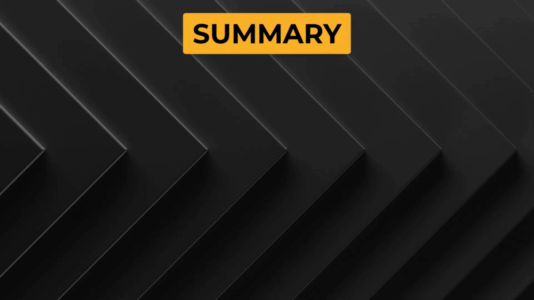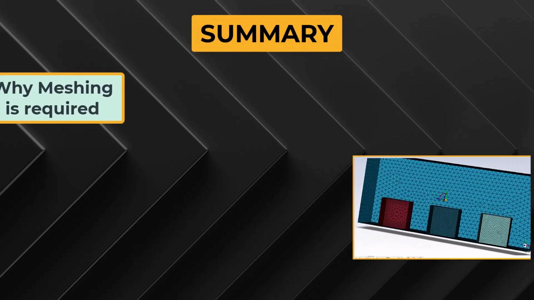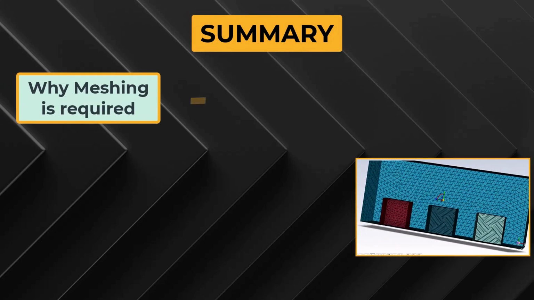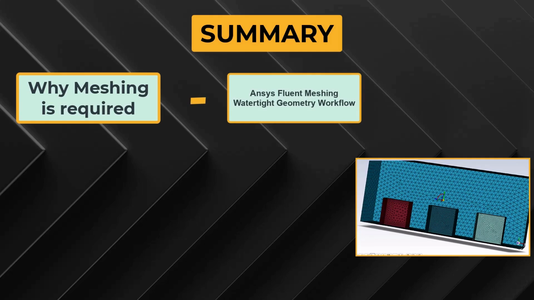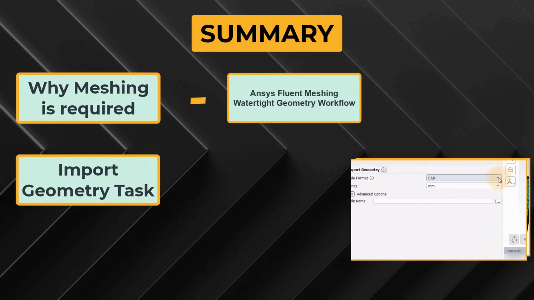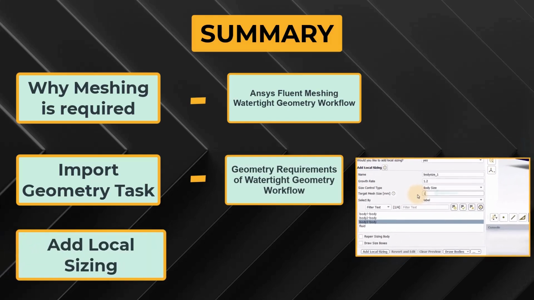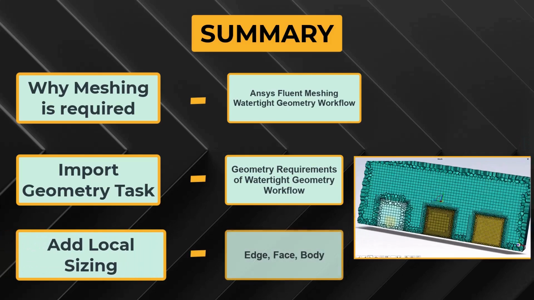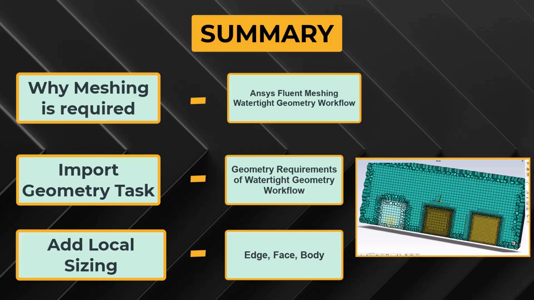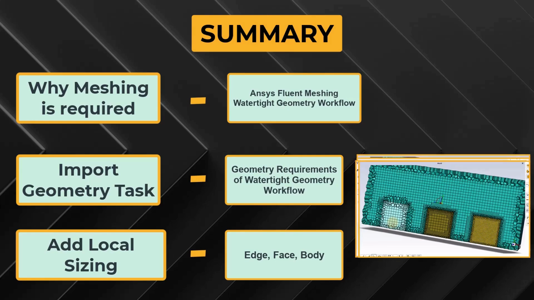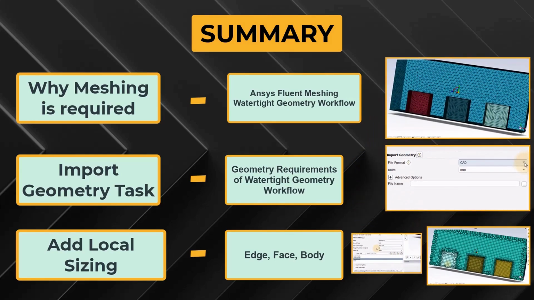Let's summarize what we have learned in this lesson. We learned why meshing is required and what Ansys Fluent meshing watertight geometry workflow is. Then, we learned about the import geometry task and the geometry requirements of watertight geometry workflow. Finally, we discussed about the add local sizing task and edge, face and body size control type options available inside it. With that, let's wrap up the lesson.